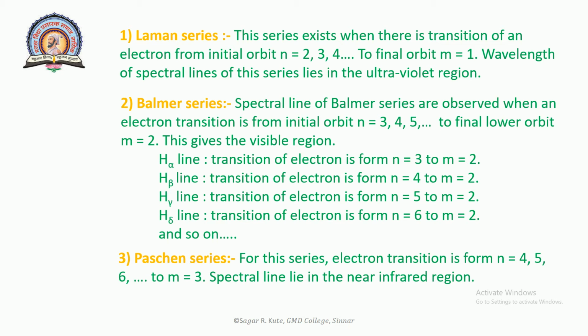For this series, electron transition is from n is equal to 4, 5, 6 up to infinity to m is equal to 3.